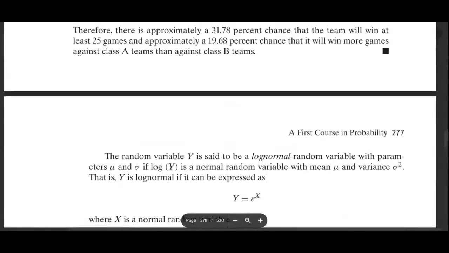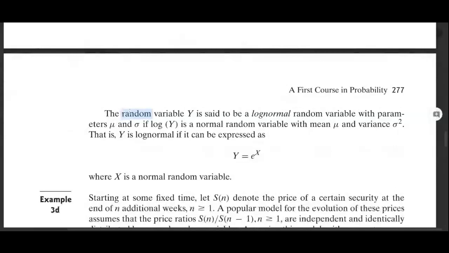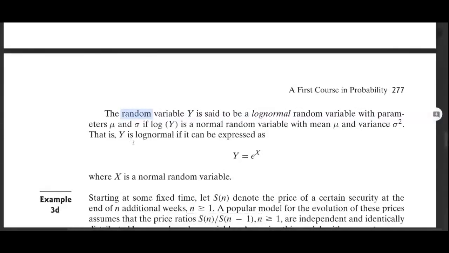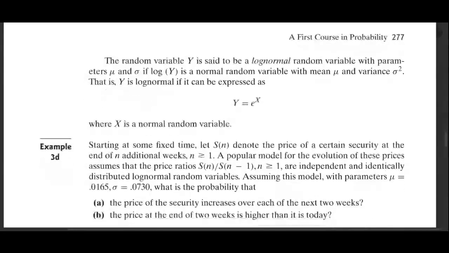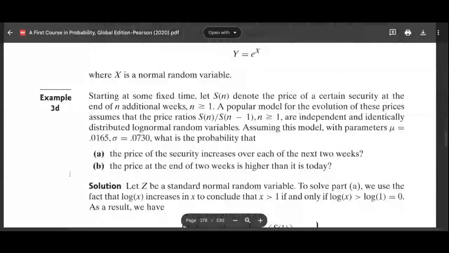Log normal. The random variable Y is said to be a log normal random variable with parameters mu and sigma if log of Y is a normal random variable with mean mu and variance sigma squared. That is, Y is log normal if it can be expressed as Y equals e to the X, where X is a normal random variable. I don't think this is important for us because the syllabus didn't mention it.